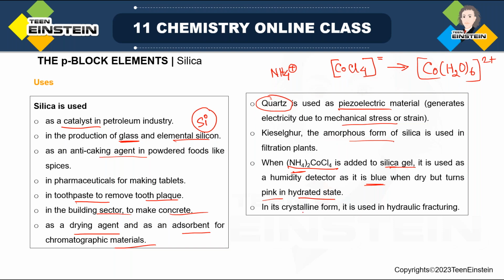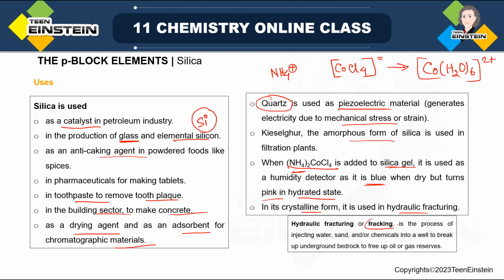There are two forms, either crystalline or amorphous. In crystalline form, it can be used in hydraulic fracturing. This method is commonly known as fracking. It is a process of injecting water, sand, or some other chemicals into a well to break up underground bedrock so that we can free up oil or gas reserves. This is the purpose of hydraulic fracturing, and in hydraulic fracturing, water, sand, and other chemicals are used. Silica is one such chemical. So these are the applications of silica.